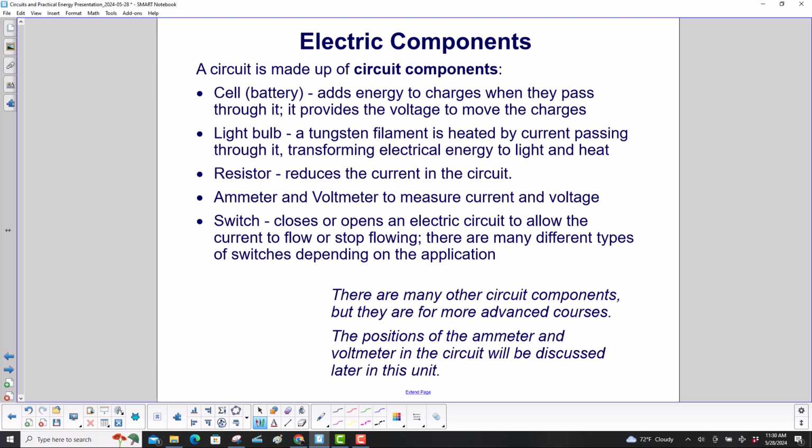A light bulb has a tungsten filament heated by current passing through it, transforming electrical energy to light and heat. A resistor reduces the current in the circuit. Ammeter and voltmeter measure the current and voltage. And then a switch closes or opens an electric circuit to allow the current to flow or stop flowing. There are many different types of switches depending on the application. There are many other circuit components, but they are for more advanced courses. The positions of the ammeter and voltmeter in the circuit will be discussed later in this unit.